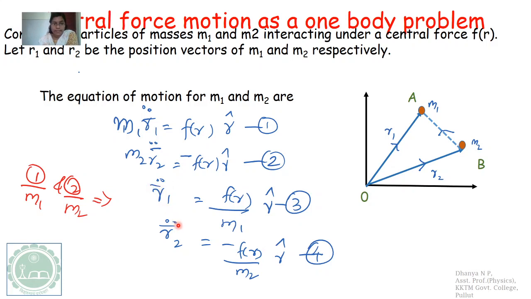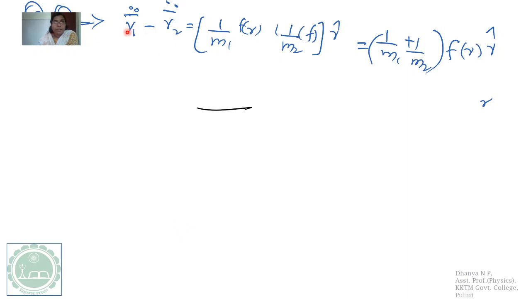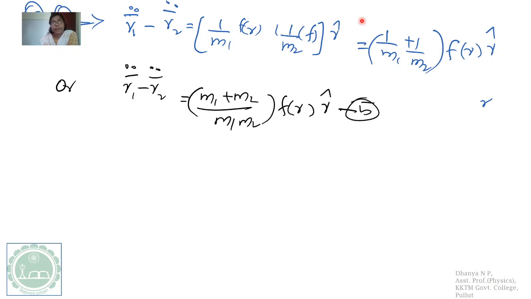What will we get? r1 double dot minus r2 double dot is equal to 1 by m1 F of r plus 1 by m2 F of r into unit vector r. It is equal to 1 by m1 plus 1 by m2 into F of r, where F of r is common and can be taken out. For 1 by m1 plus 1 by m2, m1 m2 is the LCM here. Therefore, m1 plus m2 divided by m1 m2 into F of r.